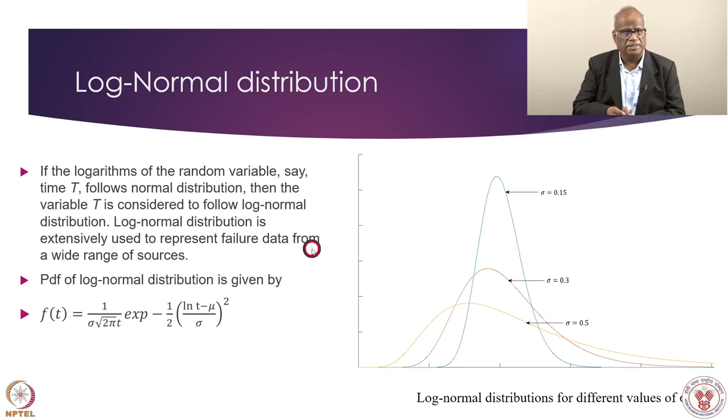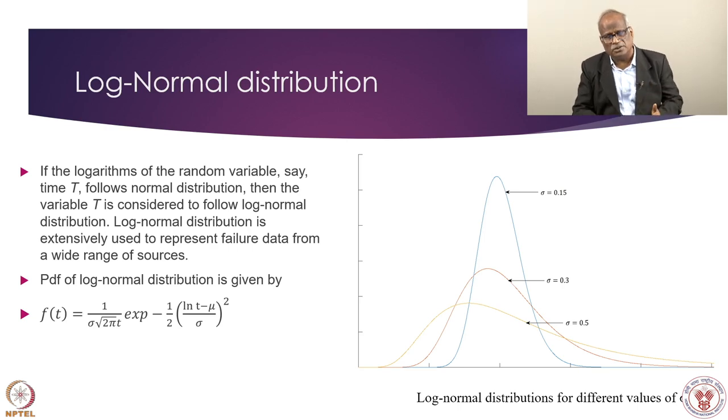The probability density function for the log normal distribution is 1 upon sigma t under root 2 pi, exponential minus 1 by 2, ln of t minus mu divided by sigma, whole square. I think there is a bracket missing here. So this is how the log normal distribution is defined. One interesting thing here is, if the sigma value is around 0.15, you can see the log normal distribution approaches an almost normal distribution. Then we can see the shape when sigma is equal to 0.3, 0.5. We can know the spread of this distribution just by looking at the value of sigma. But when sigma is equal to 0.5 or even slightly less than 0.3, it exhibits like a normal distribution.